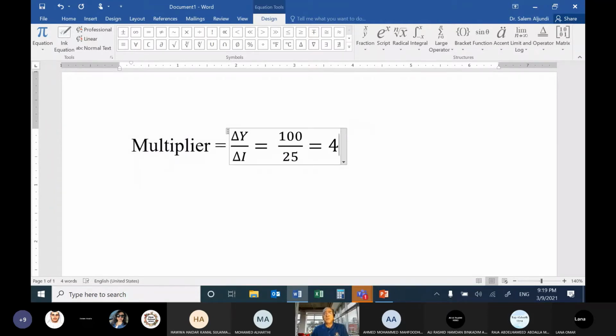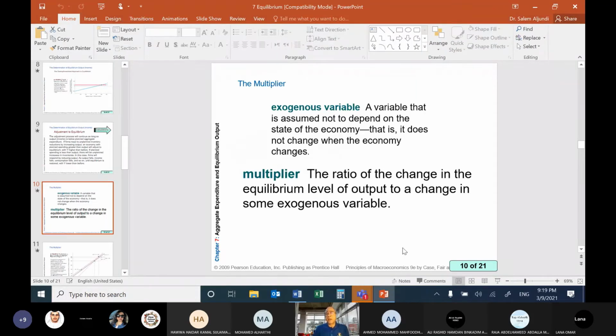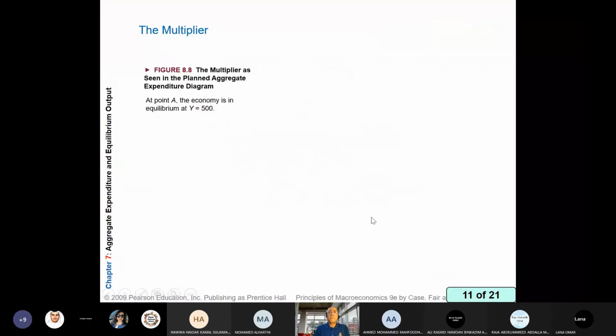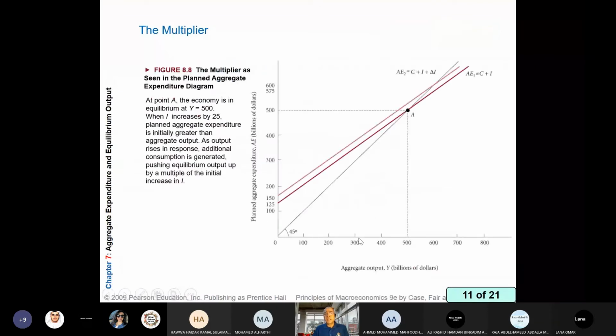We will give more explanation in a moment. So this is the multiplier. See in this example, thank you, Raja.